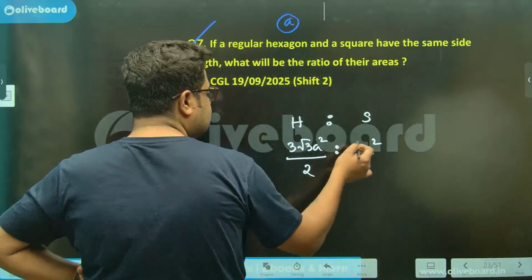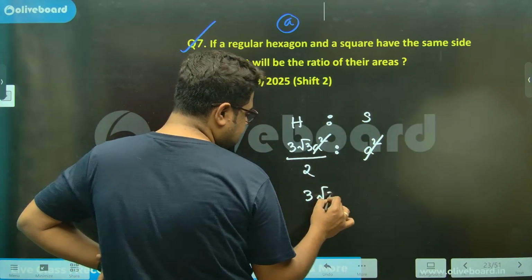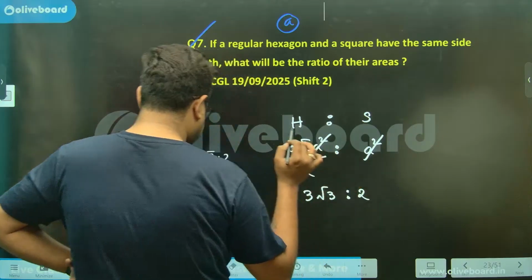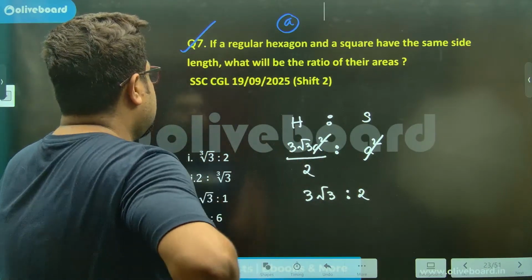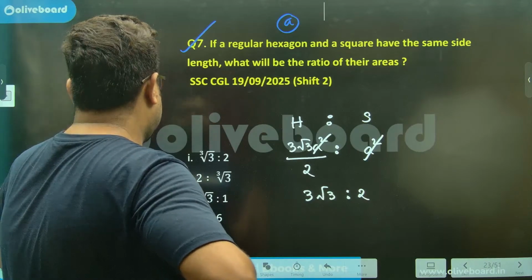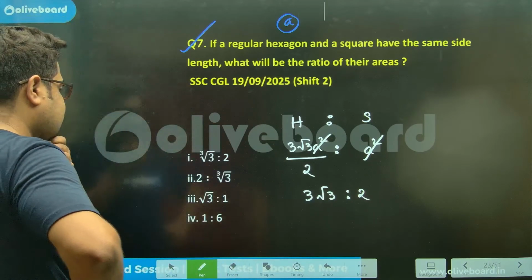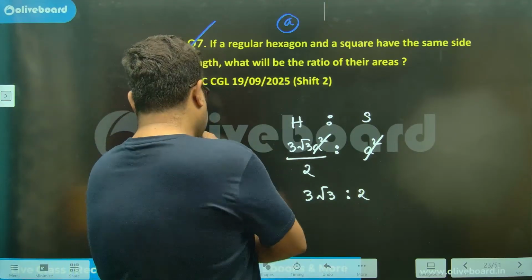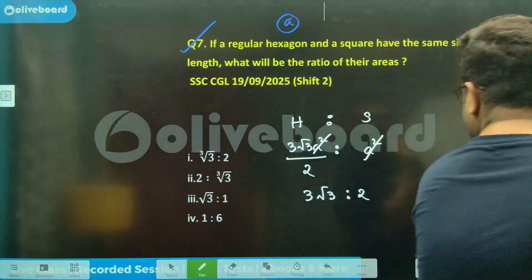Sir, now a square is gone. Go back there. So 3 root 3 is to 2. Are the options given like this? How did this happen, sir? One second. If I multiply this by, the options are not matching.